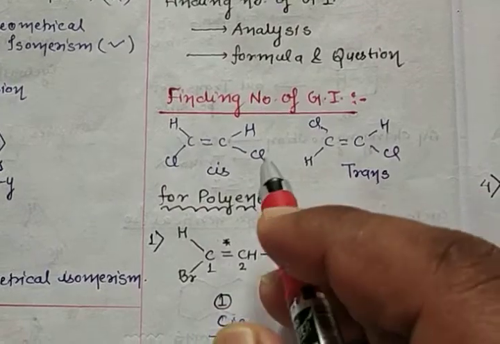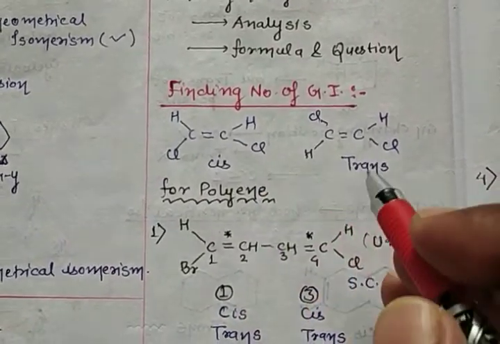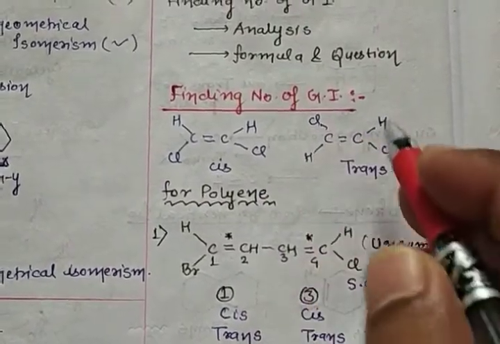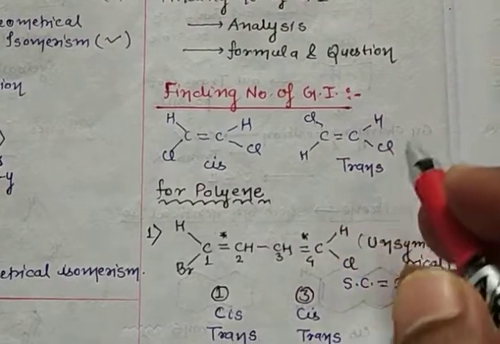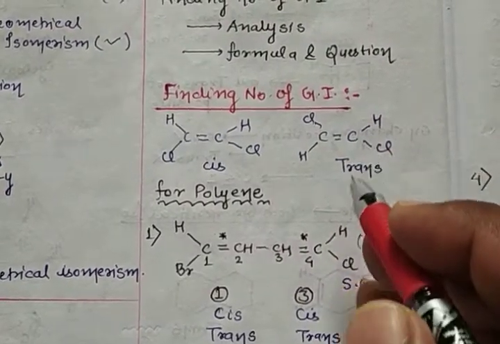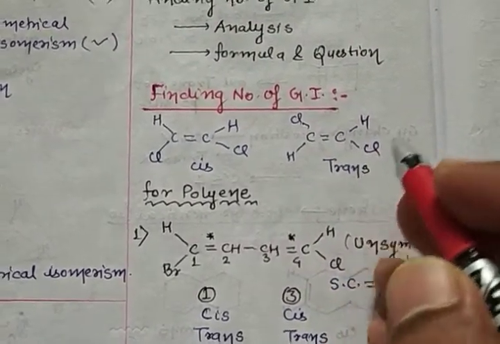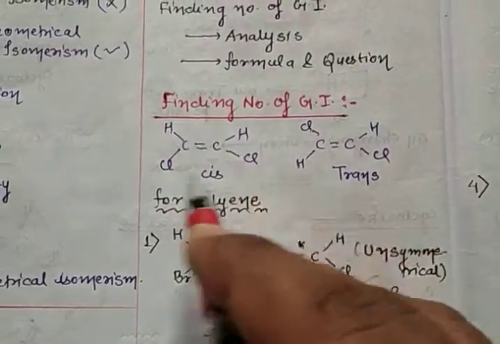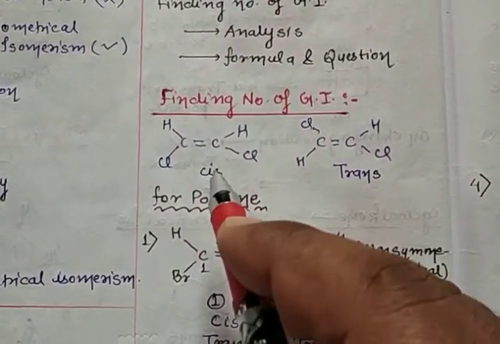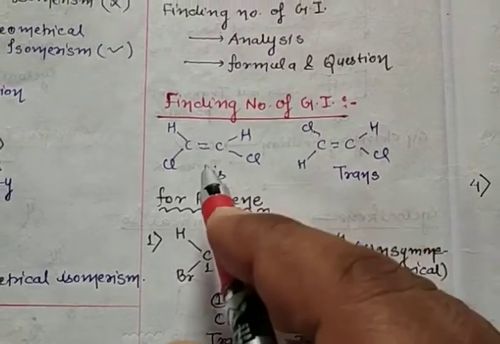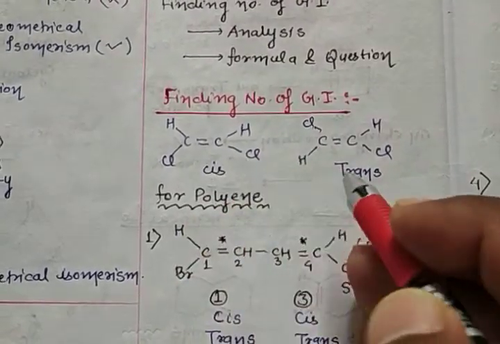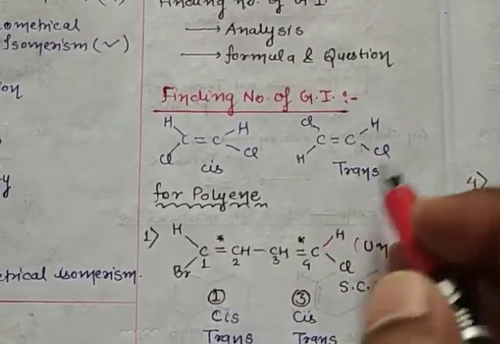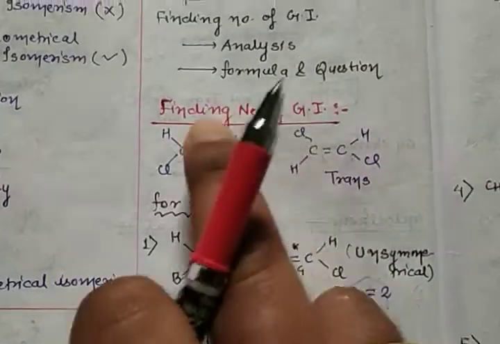Clear? Suppose you have this structure and the question is how many isomers are possible. You know trans is more stable, so there is no other isomer. Suppose this structure is there in your question paper. How many structures are there? There is a cis, and the other structure is called trans. Now this is a very easy example.